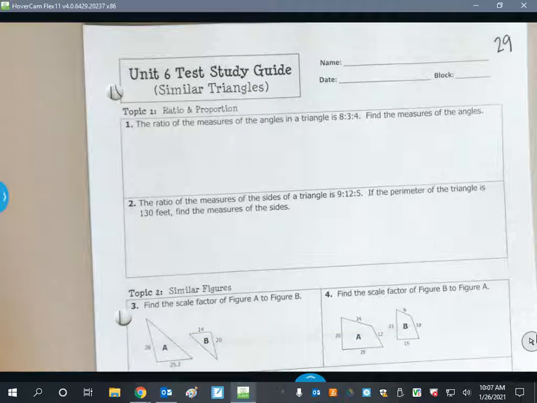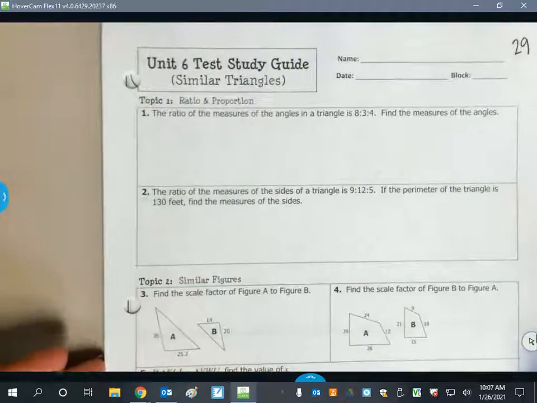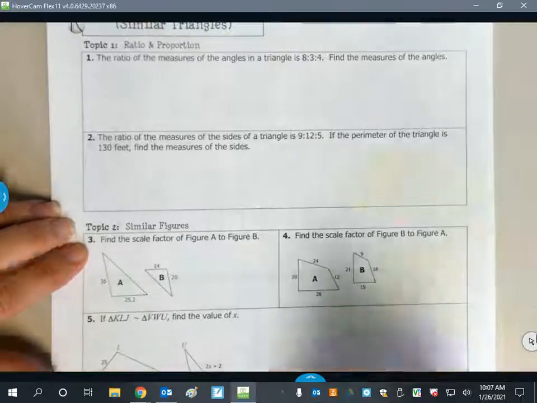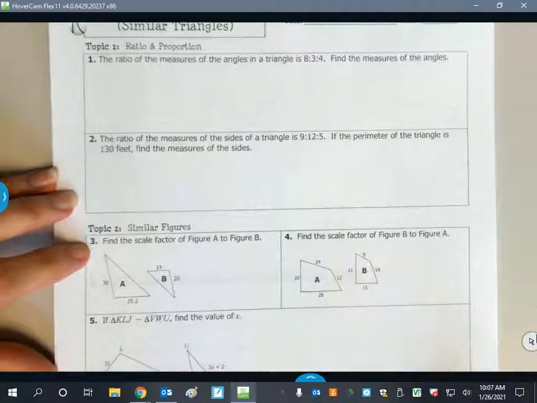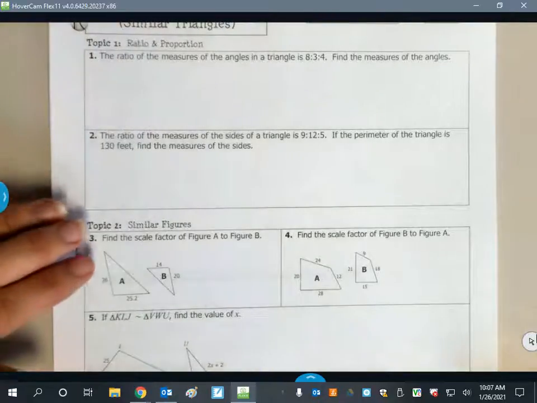All right, this is going to be video 1 for your Unit 5, not 6, test study guide that we will take on Friday. So we're going to do topic 1 and topic 2 in this video, and then we'll pick up with the next topics in the second video.